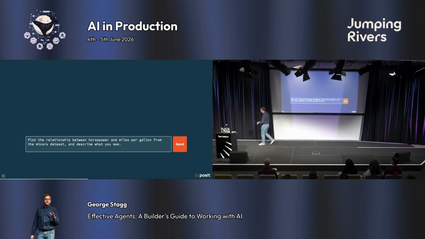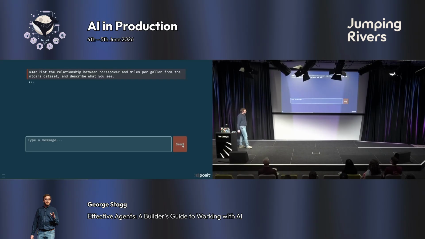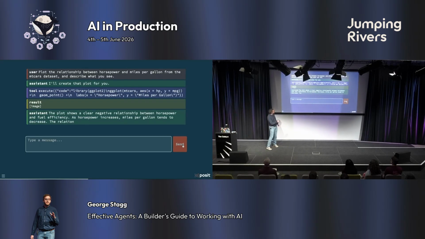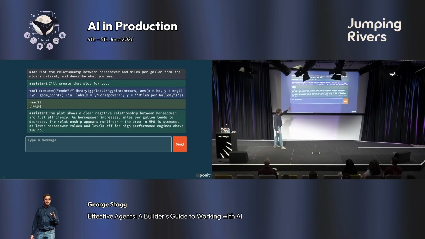I've hooked an agent up into the slide. Here I've got an example asking the agent to plot something, horsepower against miles per gallon, from the famous mtcars data set. And I'm going to ask it to describe what it sees. So I've sent that off. Okay, it's trying to run some tools. It's running a piece of R code. That R code's executed and some result image is sent back. The assistant said the plot shows a clear negative relationship between horsepower and fuel efficiency. Okay, brilliant. That's right. That's doing its job.